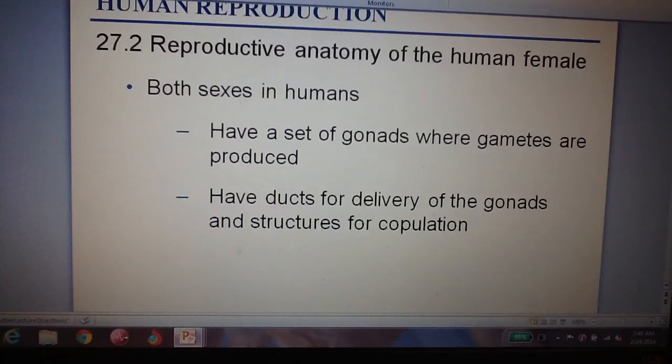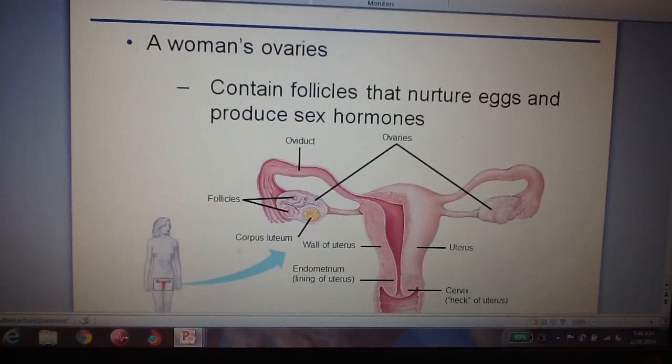Now, when we look at a female's gonads or reproductive structures, what we're mainly focused on is the ovaries. The ovaries themselves contain structures called follicles. What follicles do is nurture an egg. An egg is immature, a juvenile form, inside of the ovary, and the follicles will nurture that egg by producing sex hormones.